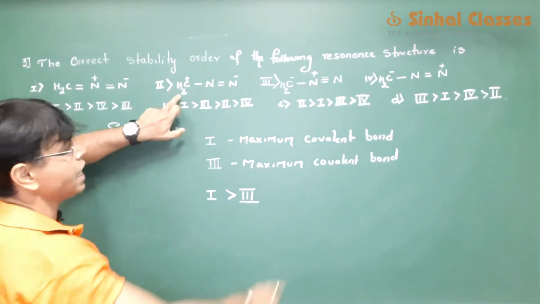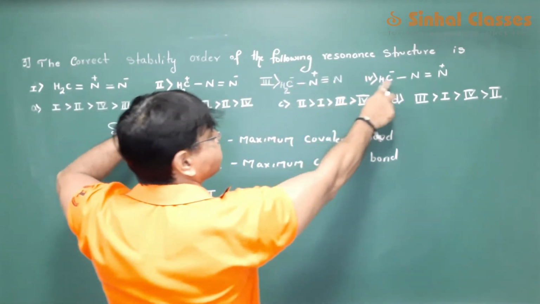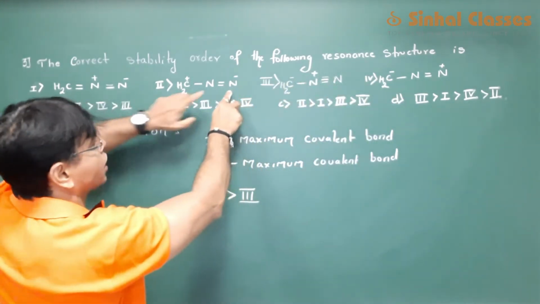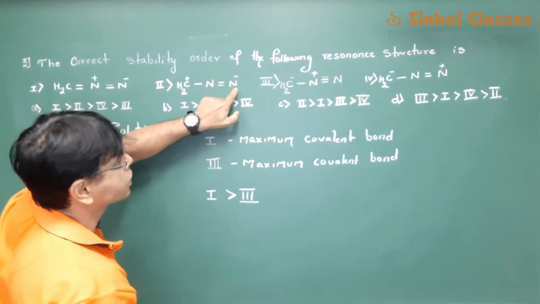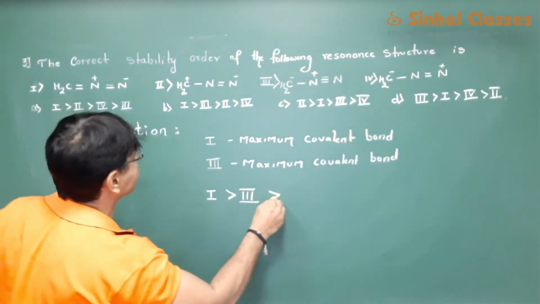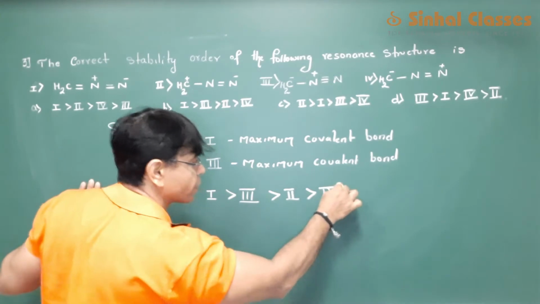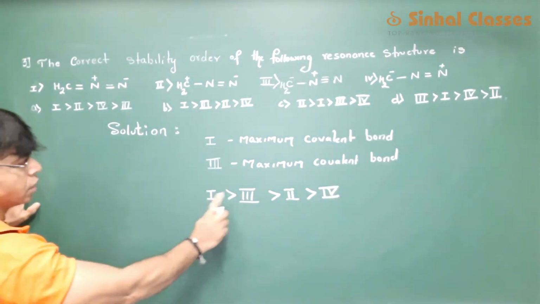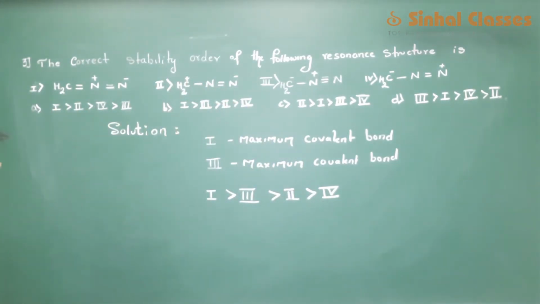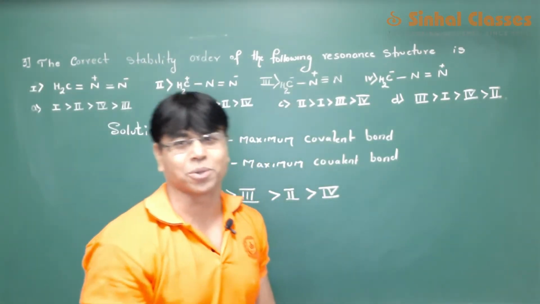Now second and fourth, they also have the same number of covalent bonds between them. But what is your observation? Here nitrogen, which is more electronegative, carries a negative charge, and here it carries a positive charge. So definitely second will be more stable than the fourth. So the order will be 1, 3, 2 and 4. Now look at the options. So option B is the correct answer for this question.